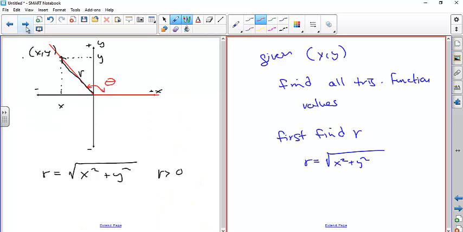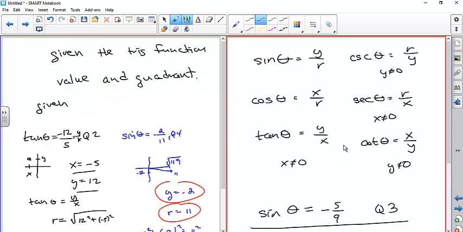So the whole idea is that I give you the coordinates and you just plug into the equation. Or I give you one of the trig functions and a quadrant, and from that information you figure out what x, y, and r are, and then you plug into the equation. So that's the kind of thing that I'm looking for you to be able to do from that section.